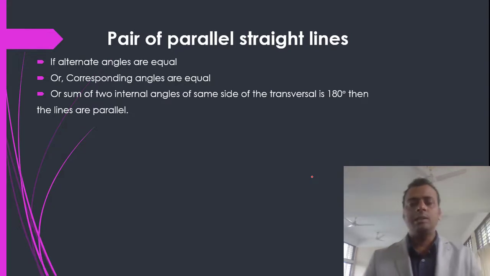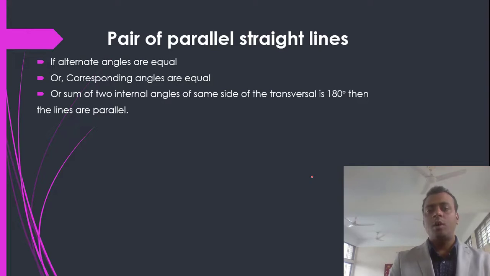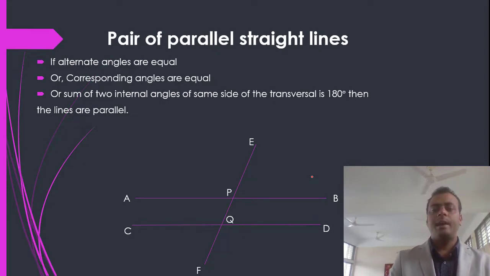Now I will give another direction, that is if alternate angles are equal or corresponding angles are equal or sum of two internal angles of the same side of the transversal is 180°, then the lines are parallel. Like if you have two straight lines and you have drawn a transversal. Here two straight lines are AB and CD and you have drawn a transversal which is EF, and EF intersects AB at P and CD at Q.